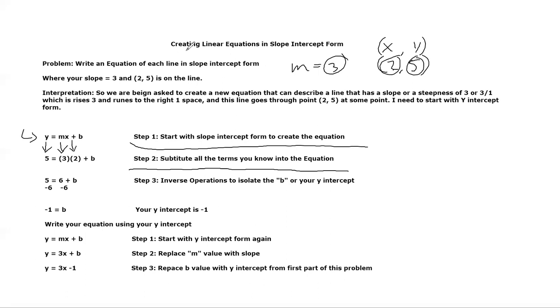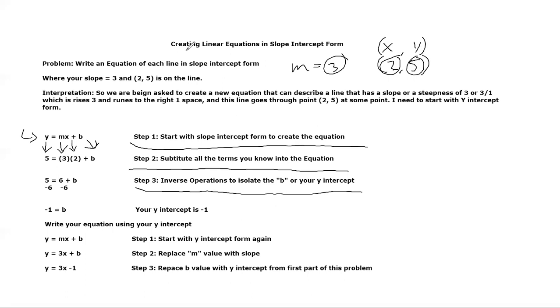So we plugged those in, and the b, we kind of just dropped it. I mean, it's there. We don't know what it is yet, so we're going to solve for it. Using our algebra skills that we've been working on, we're going to have to solve for b using inverse operations to isolate the b, or isolate your y-intercept.